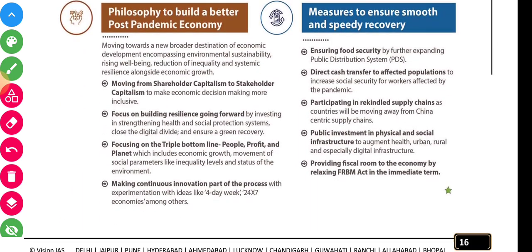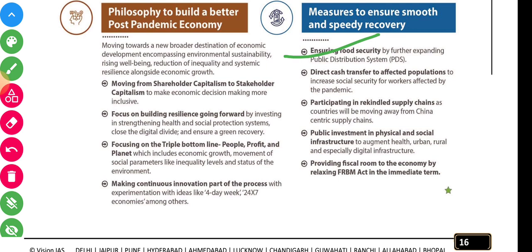Philosophy for post-pandemic economy: moving from shareholder capitalism to stakeholder capitalism, focus on building resilience going forward, focusing on the triple bottom line of people, profit and planet, making continuous innovation part of the process, measures to ensure smooth and speedy recovery.